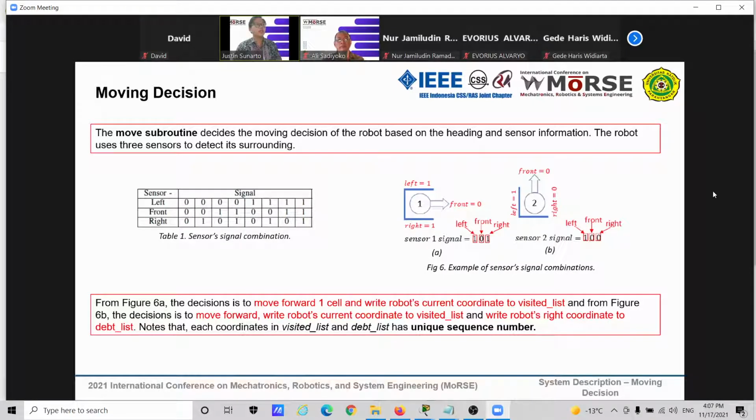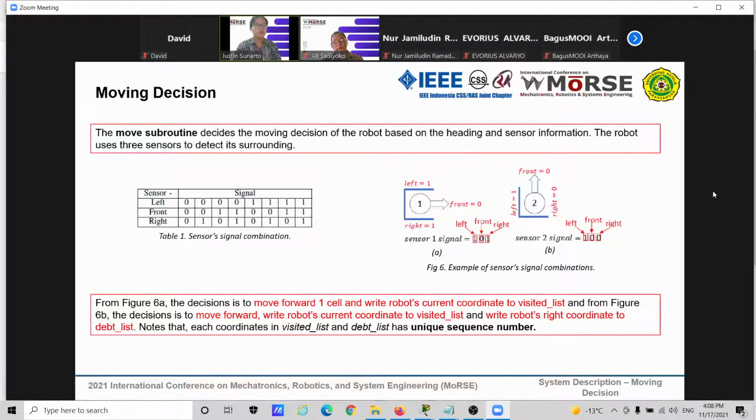Next is the moving decision. The move subroutine decides the moving decision of the robot based on heading and sensor information. Table 1 represents all the possible combinations of the sensors, where 0 represents a possible way and 1 represents a wall. In figure 6, we give you an example of how the sensor reads the condition of the environment. In figure 6a, the decision is to move forward 1 cell and write the robot's current coordinates to the visited list, because there is no other way on the right or on the left of the robot.